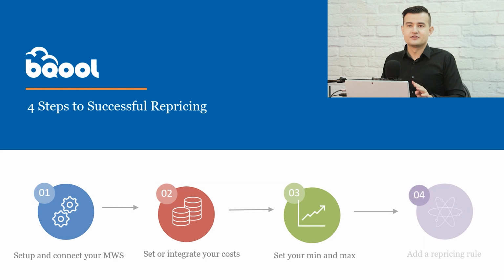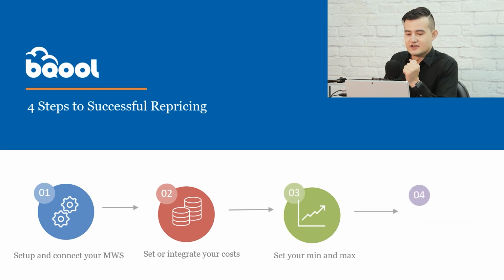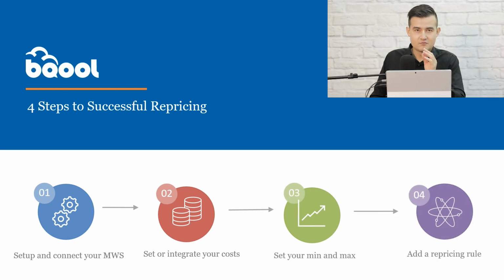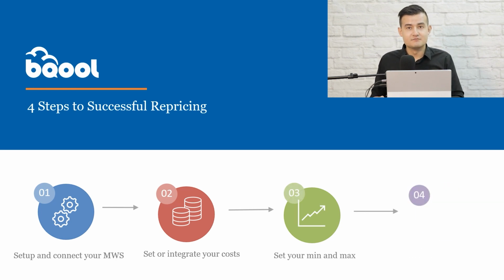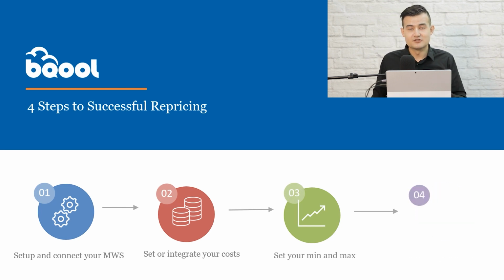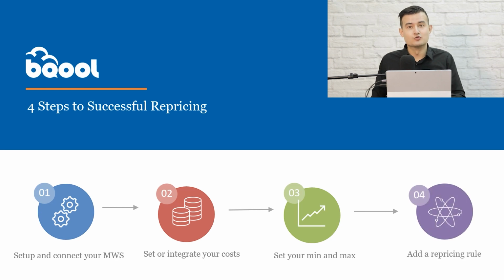So there are 4 steps to successfully reprice. First, you need to connect the MWS. That's connecting our API with the Amazon API. It's very easy to do. And then you've got to integrate your cost and then set mins and max and have a repricing rule. So for example, you have an LG TV that you found in Walmart for $399 US, and the minimum price that makes it worthwhile for you to sell is $500. The max price might be $900, and then you want to set a rule for you to adjust the prices based on that rule.